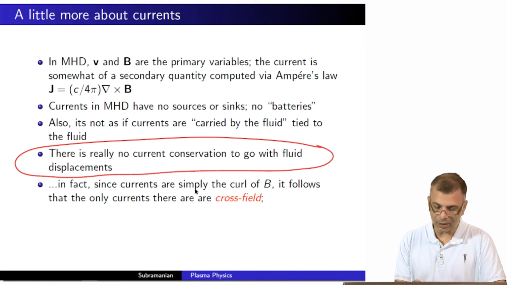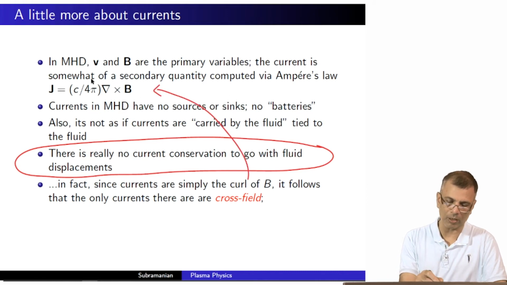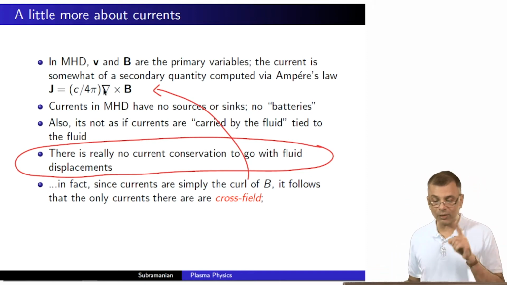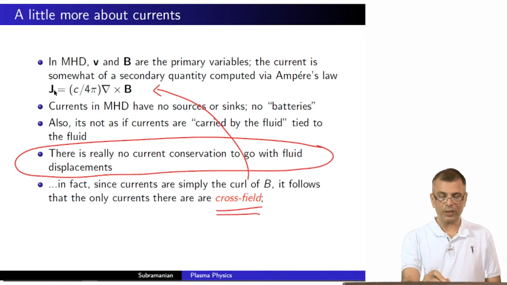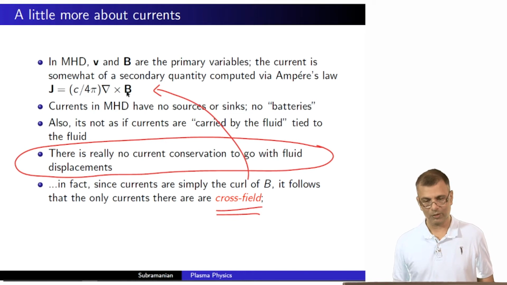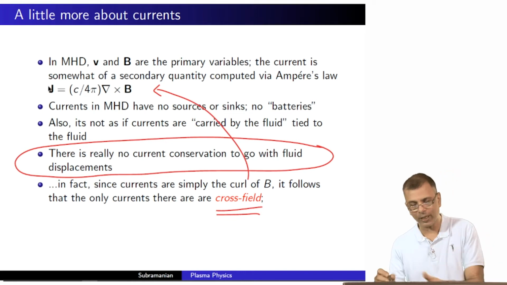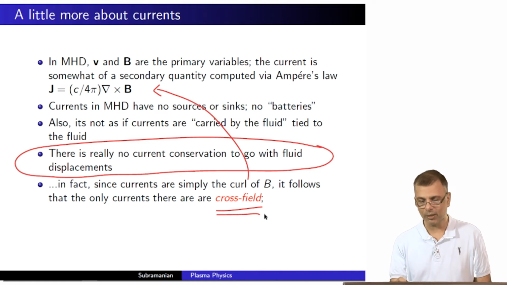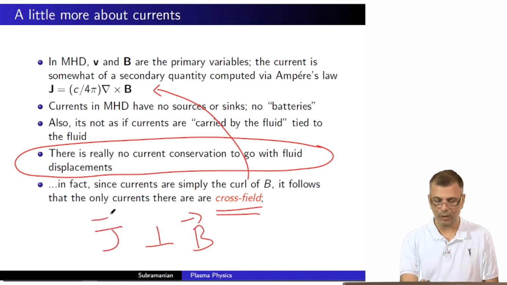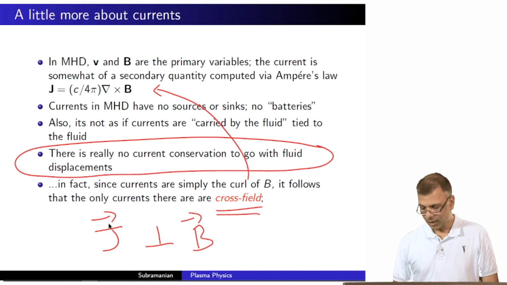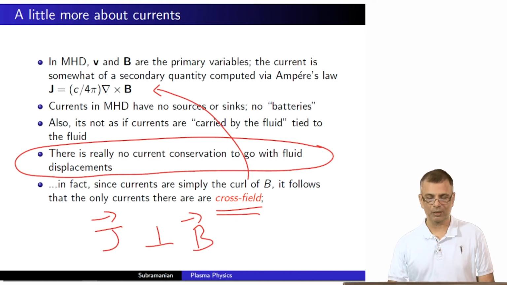In fact, since currents are simply the curl of B, apart from a constant, it follows that the only currents there are cross field. Because by definition the curl of B is perpendicular to B. So the direction of the current density is actually perpendicular to B. Cross field meaning they are perpendicular to the magnetic field B. Okay. This is also something that bears looking at, and you should let this sink in a little bit.